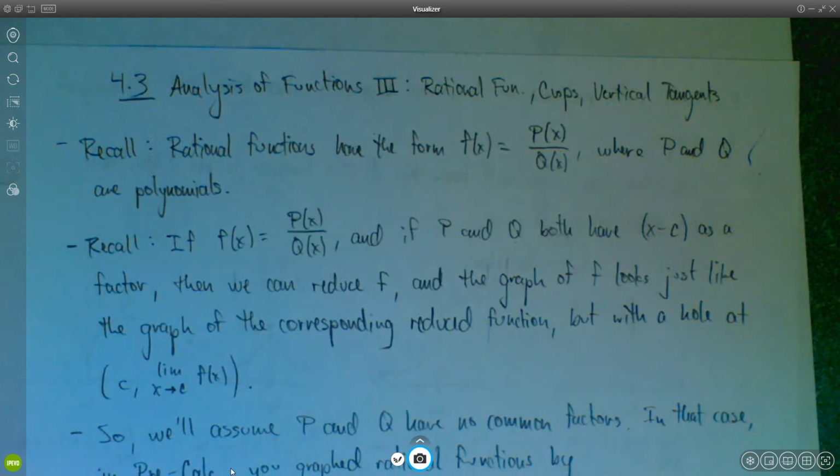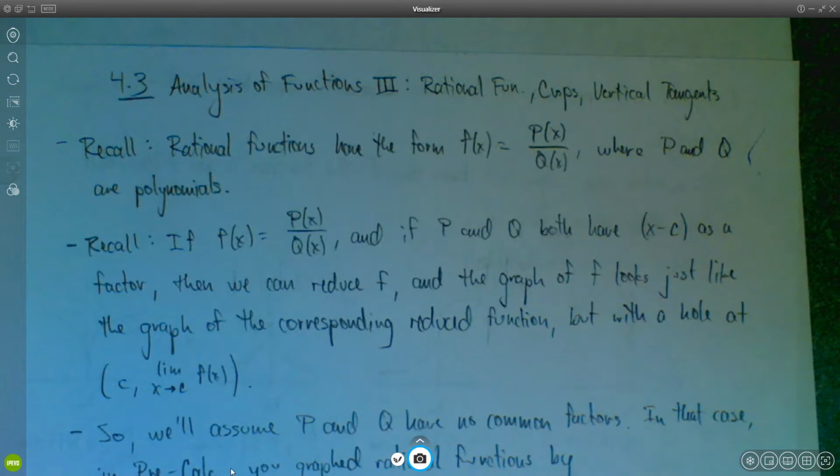All right. So let's finish up our trilogy of lectures on analysis of functions. We're going to talk mostly about rational functions today, as well as functions with fractional exponents and just other kinds of functions in general. And then after this, for the rest of the chapter, we'll be talking about some of the applications of things like maxima and minima, things of that nature.